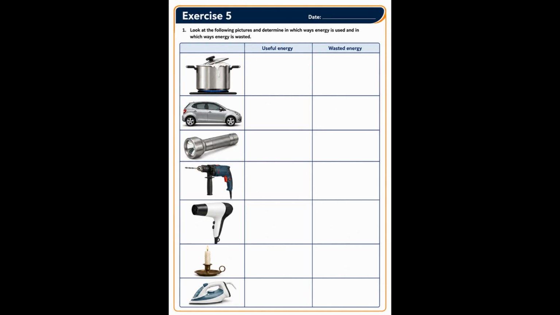The electric kettle uses electrical energy. Its useful energy is heat energy because it heats the water for tea, coffee, or cooking. The kettle may make a clicking or boiling sound, so sound energy is wasted. Write heat energy as useful energy and sound energy as wasted energy.